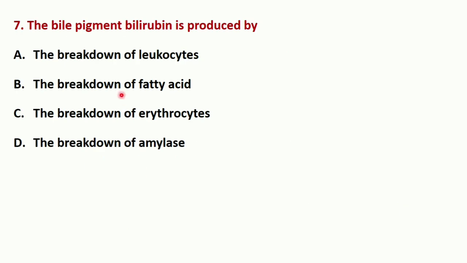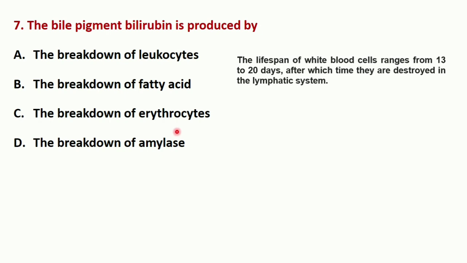And next is the bile pigment. Bilirubin is produced by. So how is bilirubin forming? The bile pigment bilirubin is produced either from the breakdown of leukocytes, the breakdown of fatty acids, the breakdown of erythrocytes, or the breakdown of amylase. You can see the lifespan of white blood cells ranges from 13 to 20 days. As we know, white blood cells survive nearly 13 to 20 days.